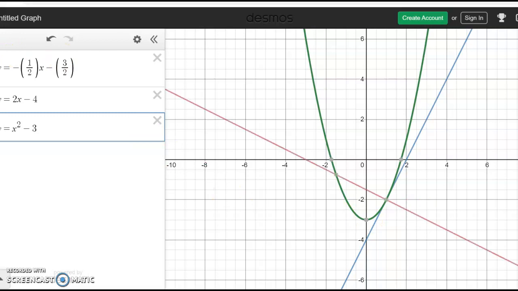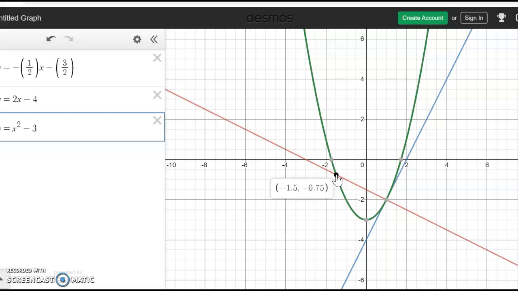And now that red one that I just put in there, that's the normal line. You can see that the blue one and the red one intersect one another right there. And then the red one intersects again over here. So that's the point that I want for my answer, negative 1.5, negative 0.75.